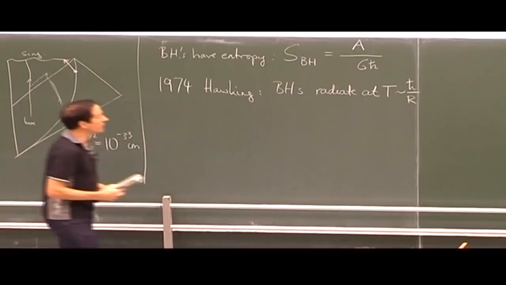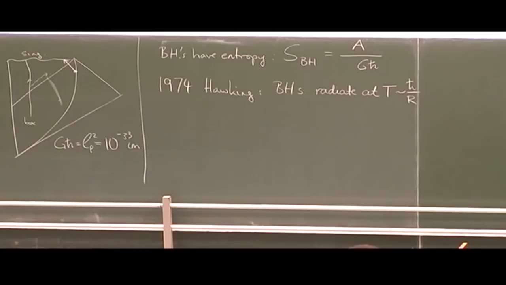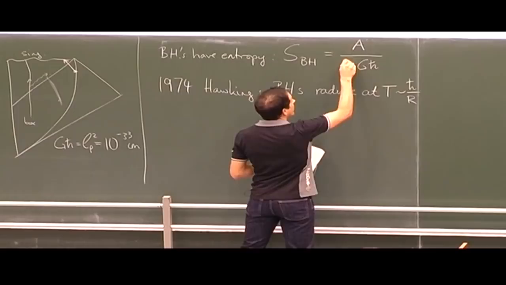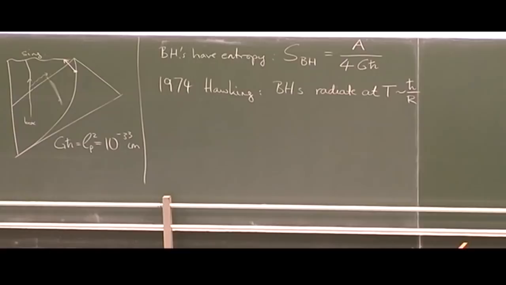Okay, and that was great. Now everything fell into place. In fact, you could use Hawking's calculation and work backwards using the first law of thermodynamics to fix this coefficient here to be a 4, or 1/4. So that's great. Everything fit nicely together.